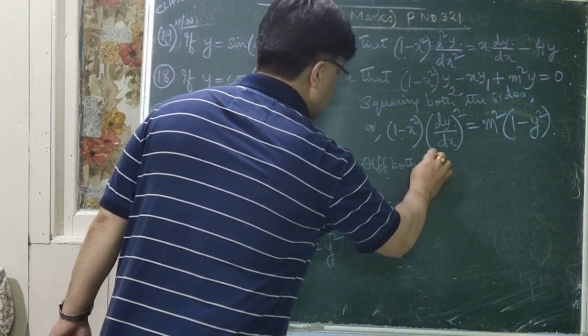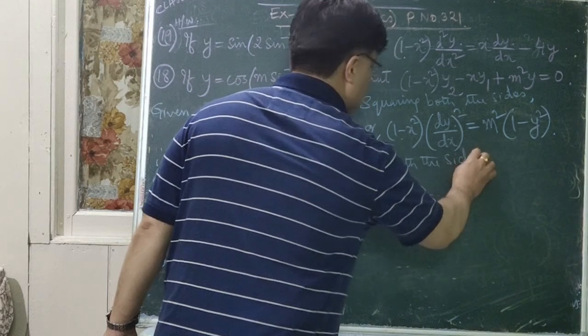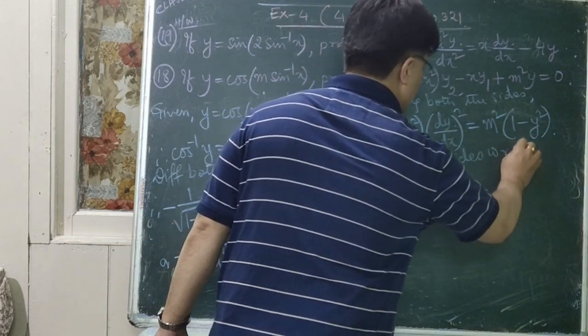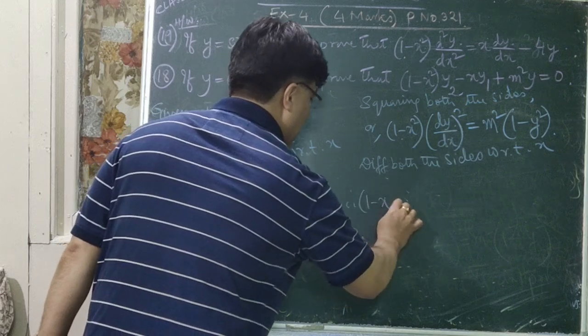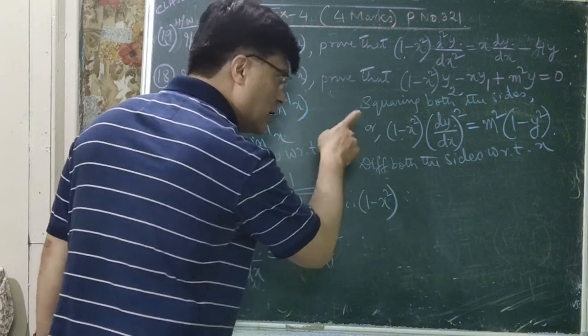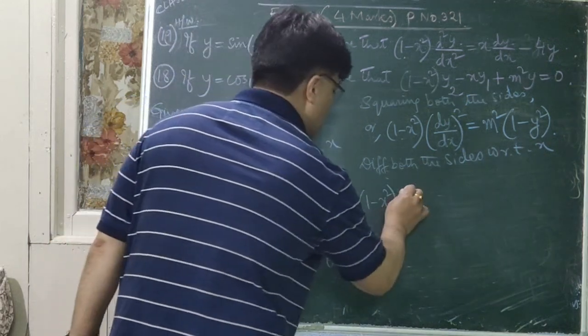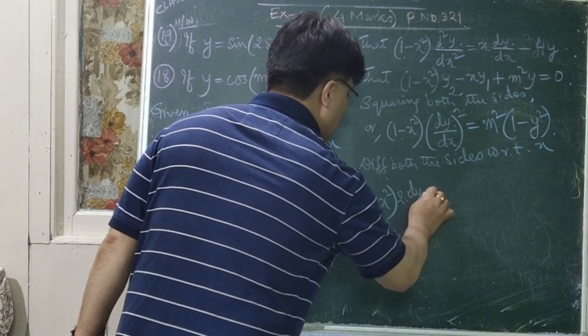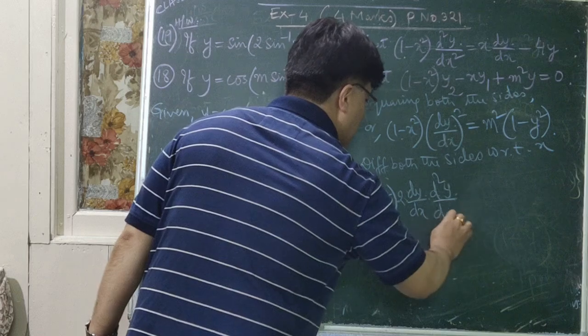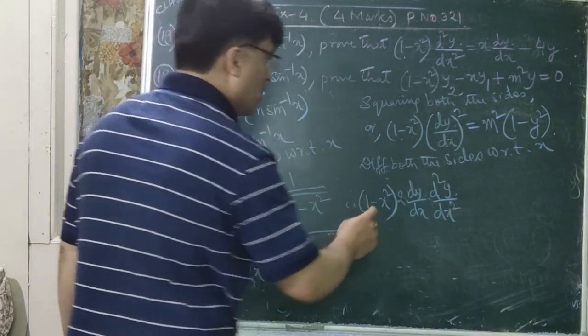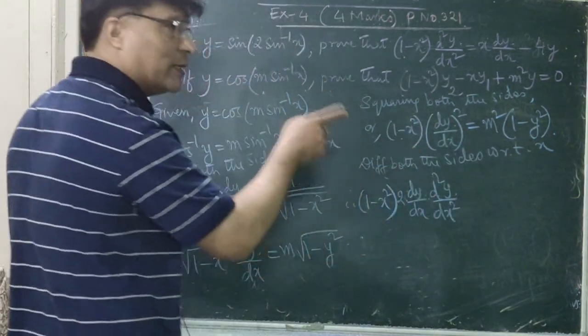So differentiating both the sides with respect to x. So what do we get? 1 minus x square is kept as it is. You know the differentiation of (dy by dx) whole square. It is 2 into dy by dx into d2y by dx square. You know the rule here. And again (dy by dx) whole square is kept as it is.